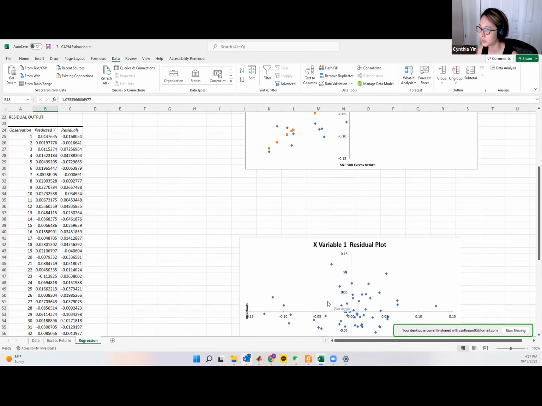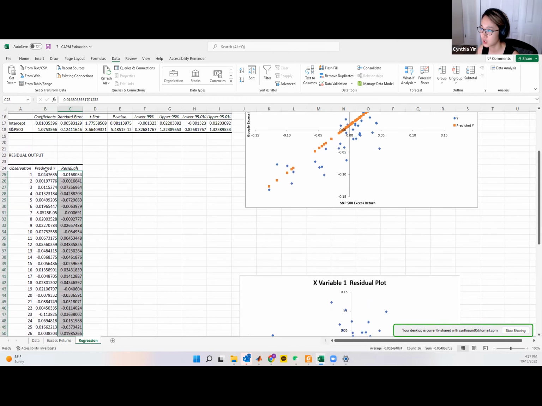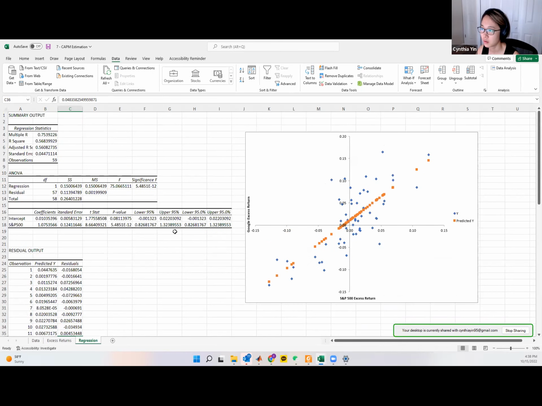For each predicted Y, you have a corresponding observed Y, the observed Google return. You subtract the predicted one from it, so you get all the residuals and error terms. Any questions about just the results? No. Okay, then let me quickly show you how to get everything here.